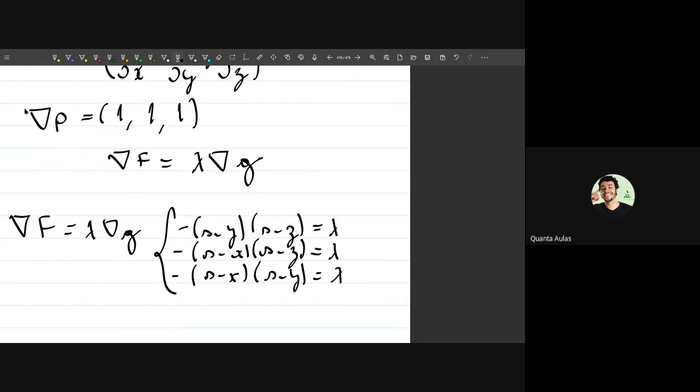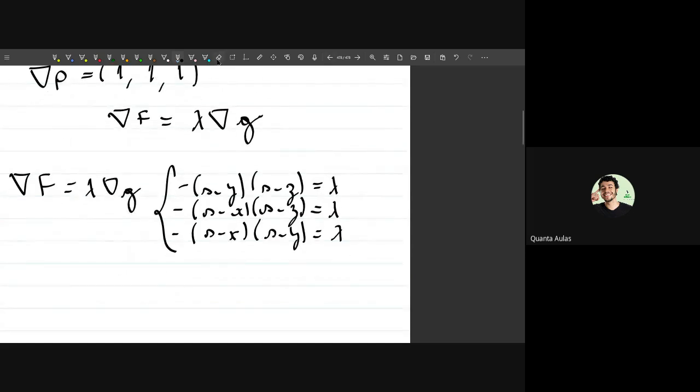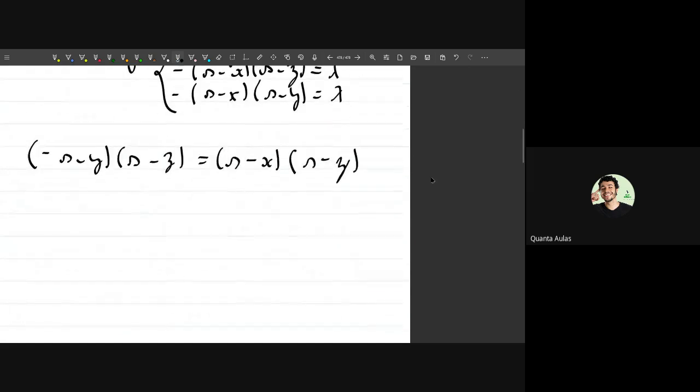So now we can equalize the pairs, okay? Because all the pairs are equal to lambda. So this is easy math now. We can equalize the things because all the things are equal to lambda, right?